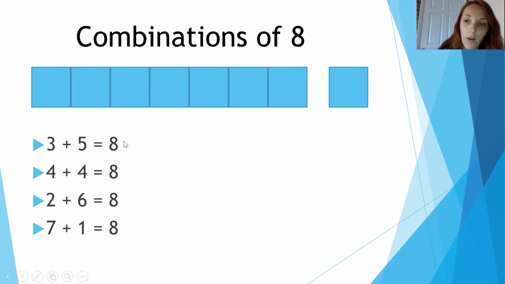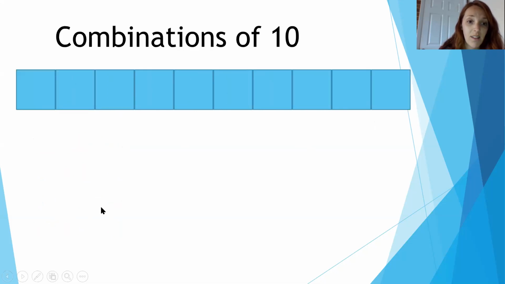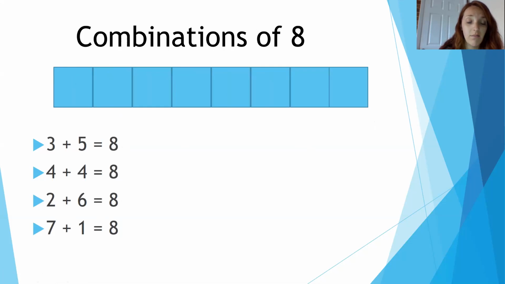What do you notice about all of our equations? No matter how we break up this rod of cubes, we are still going to have how many every time? 8. But we can break 8 into lots of different parts, right? 3 and 5 make 8. 4 and 4 make 8. 2 and 6 make 8. And 7 and 1 make 8. Great.